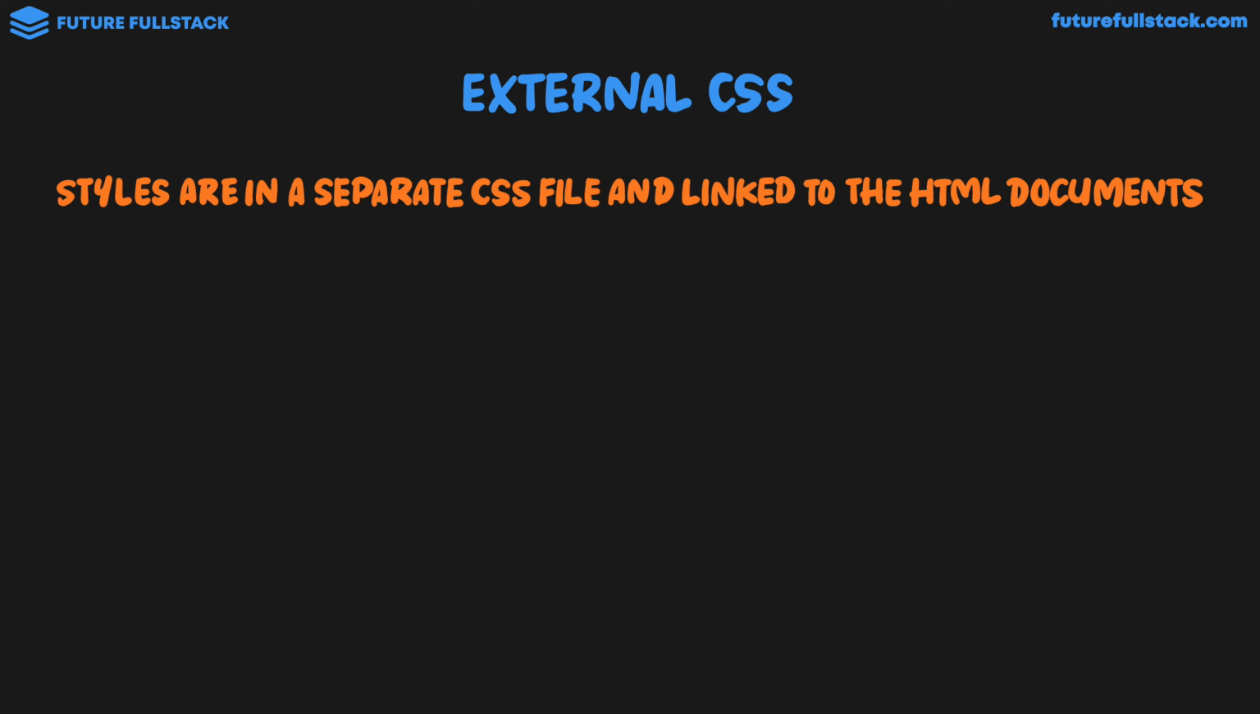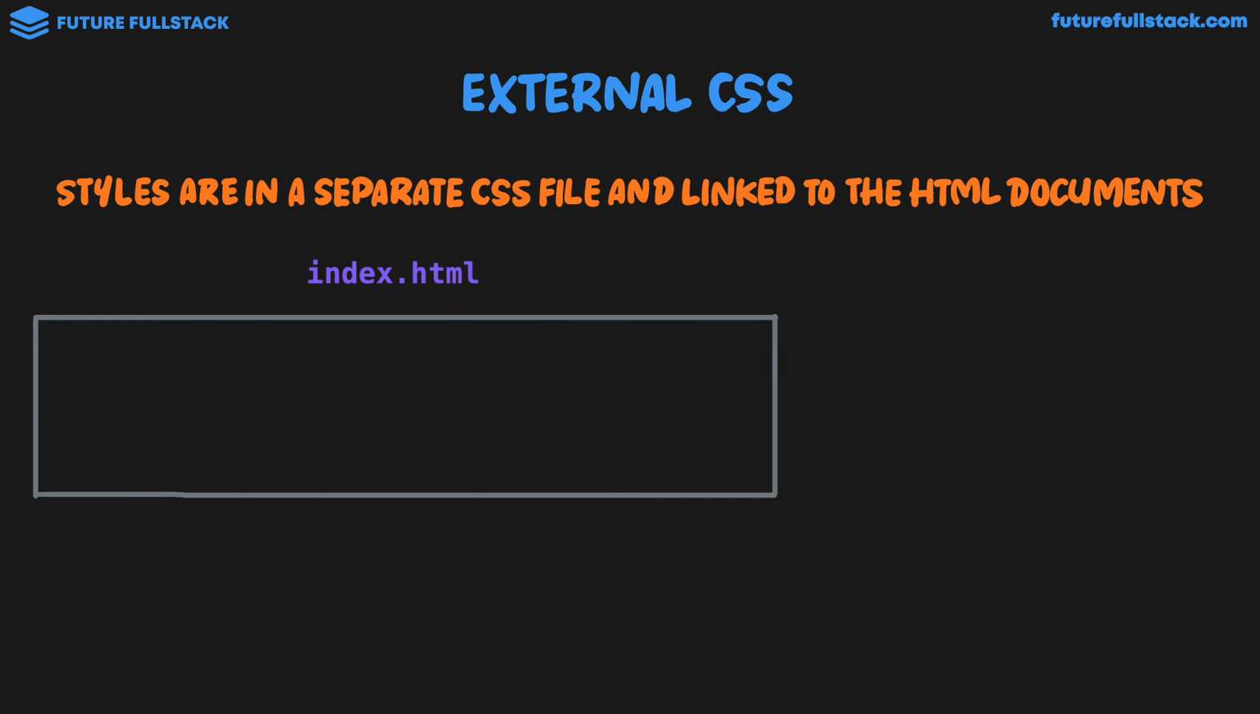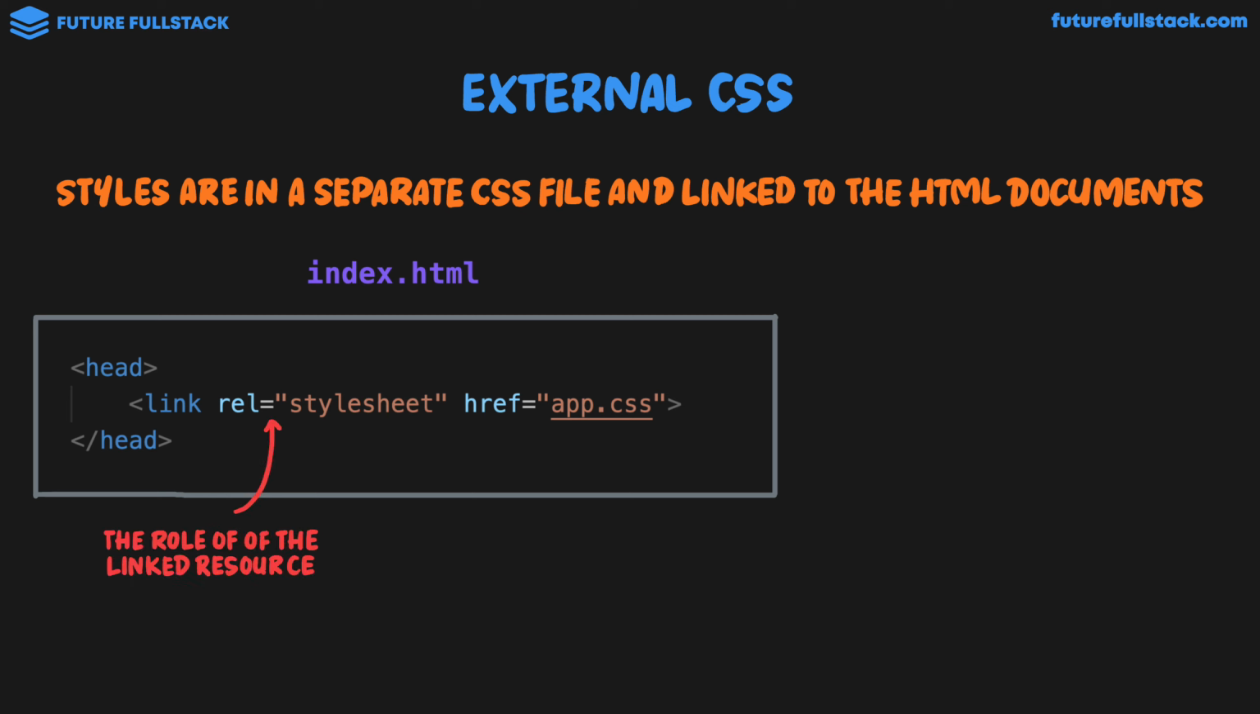Let's see how this works by looking at an index.html page. Inside the head tags of the HTML file, we add a self-closing tag called link. The link has two attributes. The first is rel, which defines the role of the linked resource. It specifies the relationship between the HTML document and the linked resource. For CSS, we use the value of stylesheet.